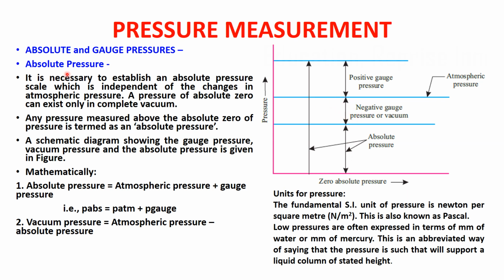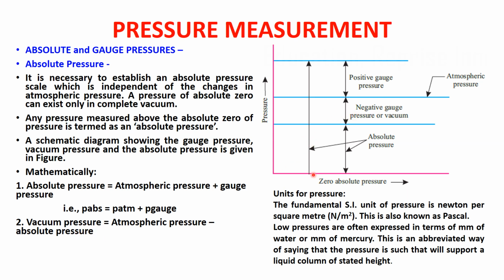So it is necessary to establish an absolute pressure scale which is independent of the changes in atmospheric pressure. A pressure of absolute zero can exist only in a complete vacuum. Mathematically, absolute pressure is equal to atmospheric pressure plus gauge pressure, that is P absolute equals P atmospheric plus P gauge, or the vacuum pressure equals atmospheric pressure minus absolute pressure. So we can find it in two ways.